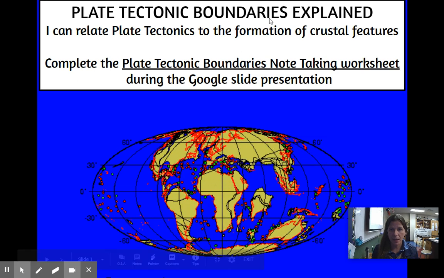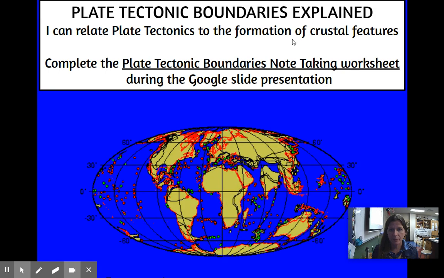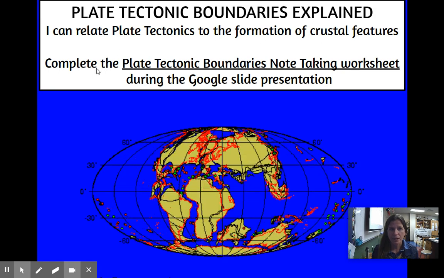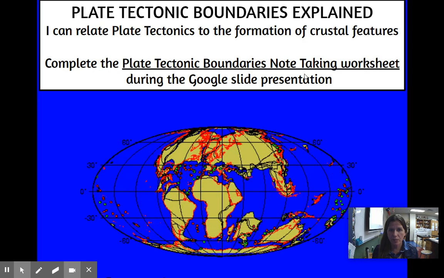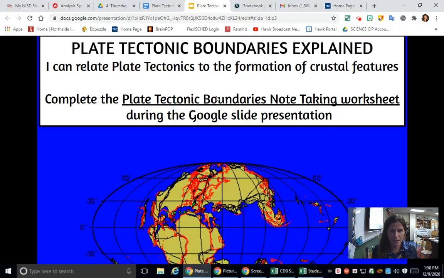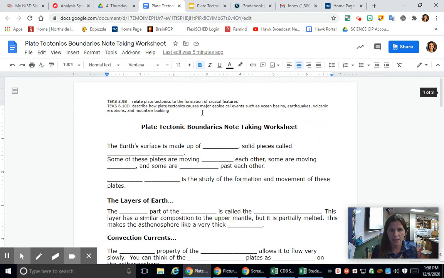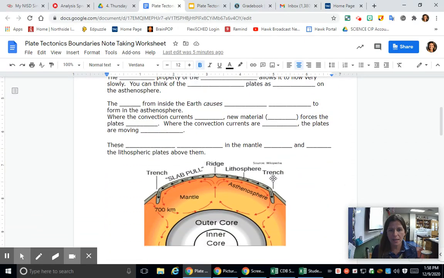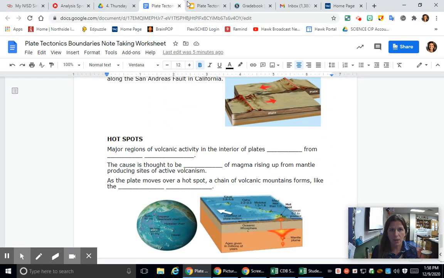Plate tectonic boundaries explained. I can relate plate tectonics to the formation of crustal features. Today, we're going to complete a plate tectonic boundary note-taking worksheet during the Google Slide presentation. I will pull that up and show you what it looks like. As I narrate through the Google Slides, you're going to fill in the blanks. It's about 2 pages.